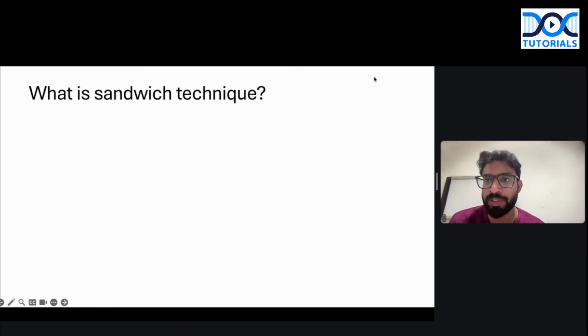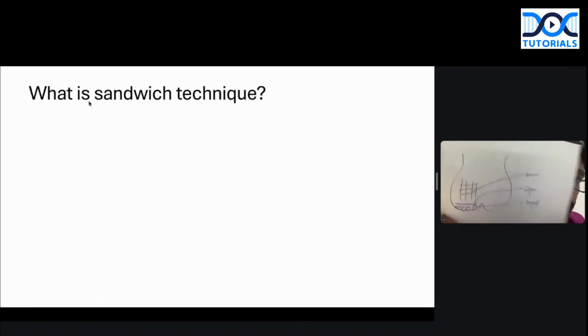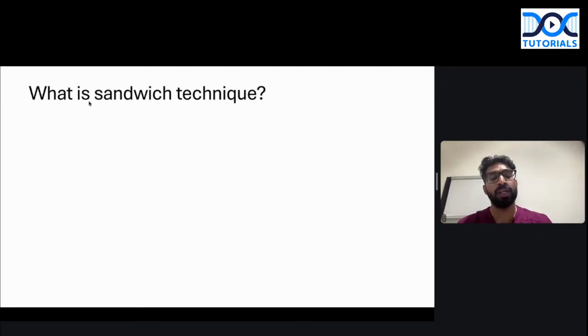I don't know whether I'm visible or not. Let me see. Yeah, this is what I'm trying to explain: whenever the tumor is on the articular cartilage, the first layer I've put is the bone graft. The second layer I've put is the gel foam. And the third layer I've put is the bone cement. So this is the way the sandwich technique works.